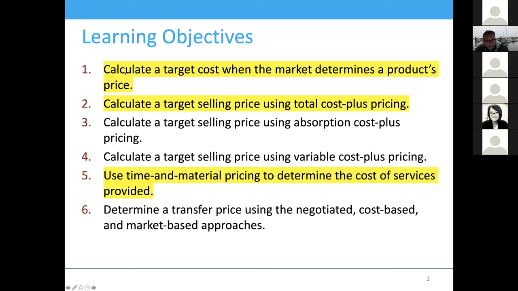Okay, we want to talk about the target cost and total cost plus pricing, these two approaches. That's our focus of chapter 9. And I'm going to talk about number 5, okay? Because this is connected to the ABC, activity-based costing. But I will not test on this, okay? So I will teach you about learning objective 5, but I will not test you on this, okay? I feel that this is a good connection to the knowledge you have learned in ABC, okay?